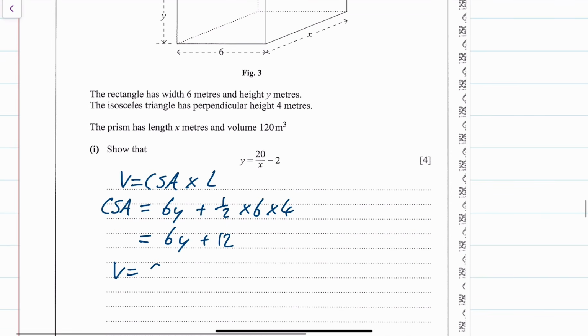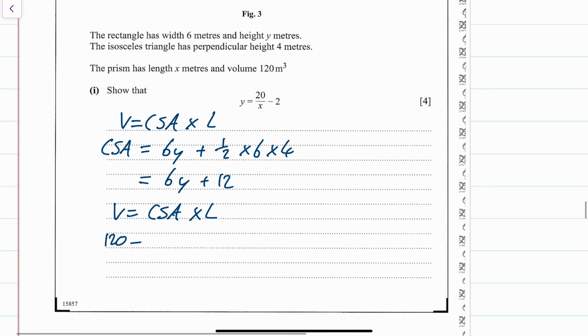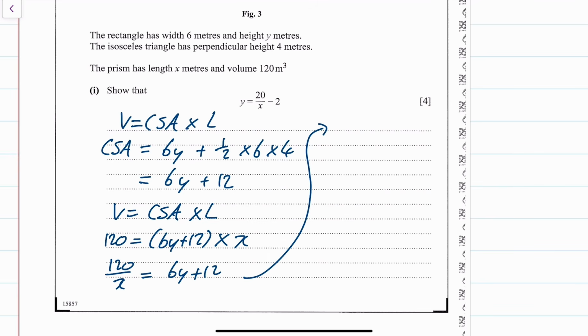Now again, volume is equal to cross-sectional area times length. We know it has a volume of 120. So 120 is equal to 6y plus 12 times my length, which was x. So times x, which means 120 over x is equal to 6y plus 12, which means 6y equals 120 over x minus 12, which means y is equal to 120 divided by 6, which is 20 over x minus 2. So you've got a value for your y, and that's what we're looking for. Happy days, we got our 4 marks.